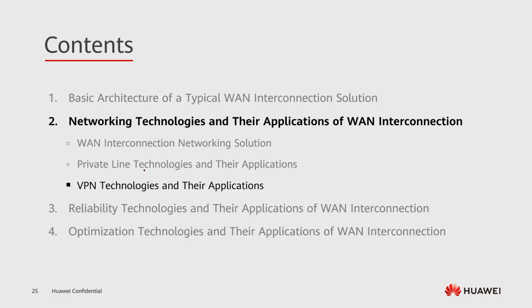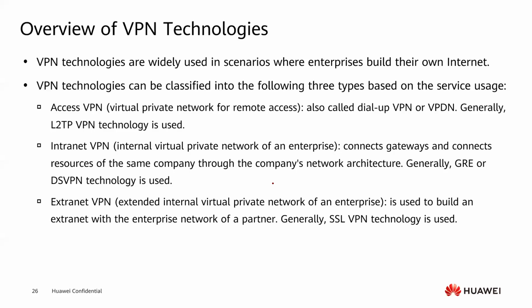Okay, so this is for the private line, which is the ISP private line, and let's look at how the enterprises create their own WAN interconnection. We can use the internet plus VPN. So let's look at those kinds of VPN technology.